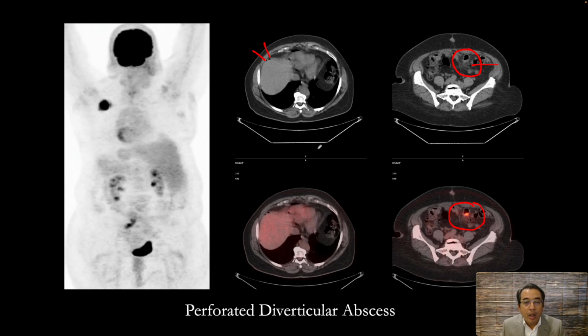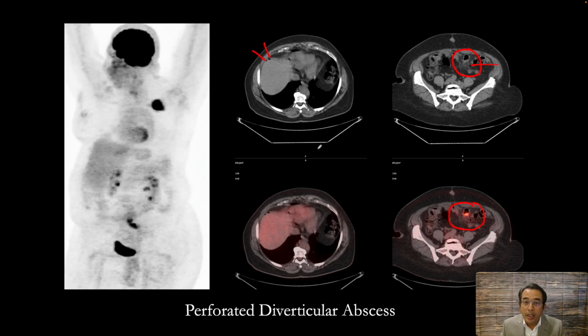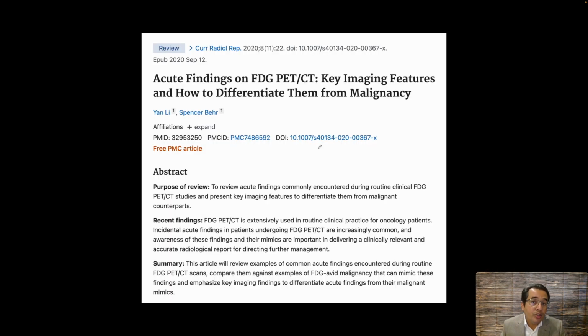And so once in a while, we see acute findings when we're reading FDG PET-CT studies, and it's important to recognize those findings and report them. This is a good article on acute findings seen on FDG PET-CT and how to differentiate them from malignancy.